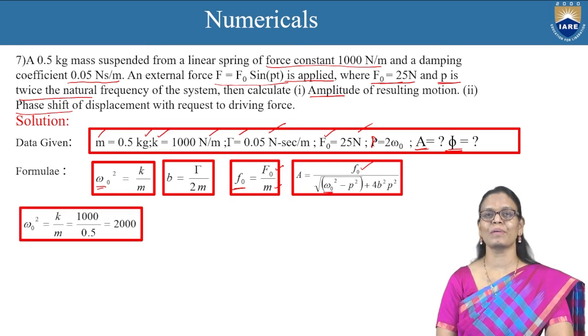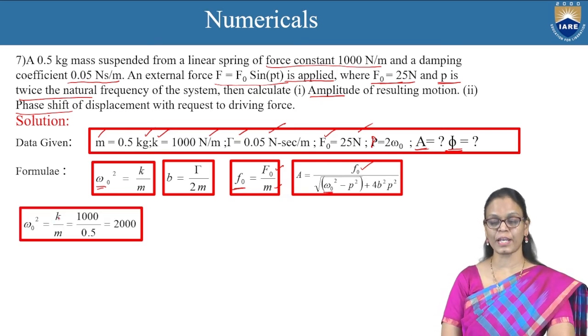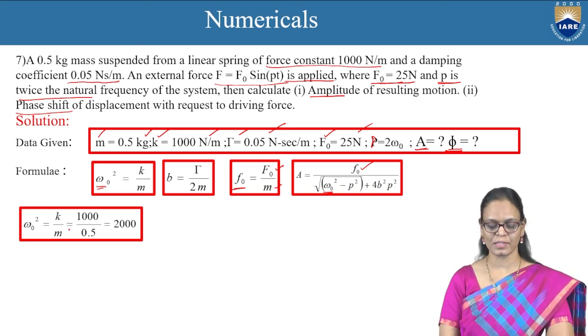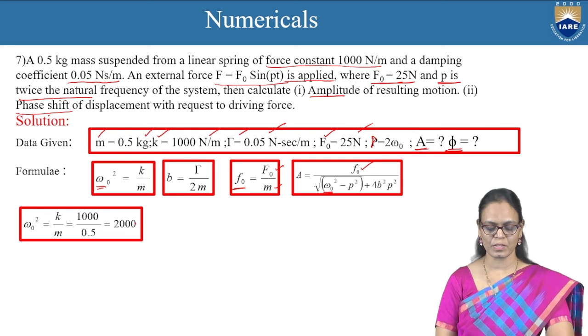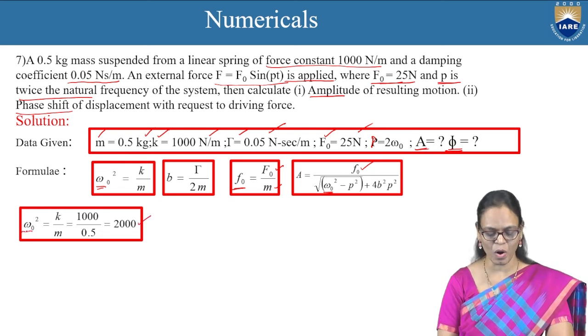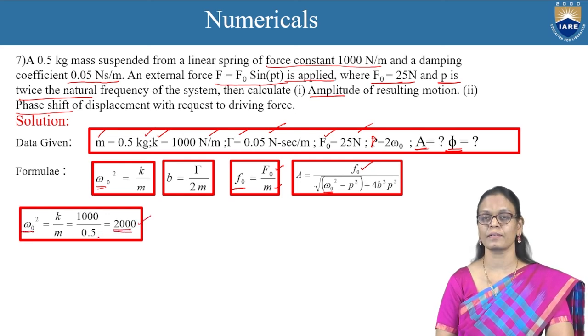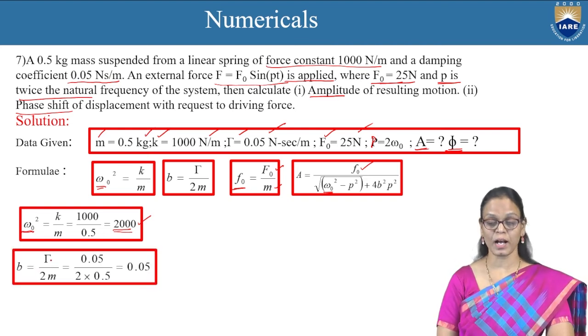So let us get omega naught square. Omega naught square is K by M. So that is 1000 upon 0.5. That gives us 2000. So omega naught square is 2000. Next is b. b is gamma upon 2M. What is the value of gamma?